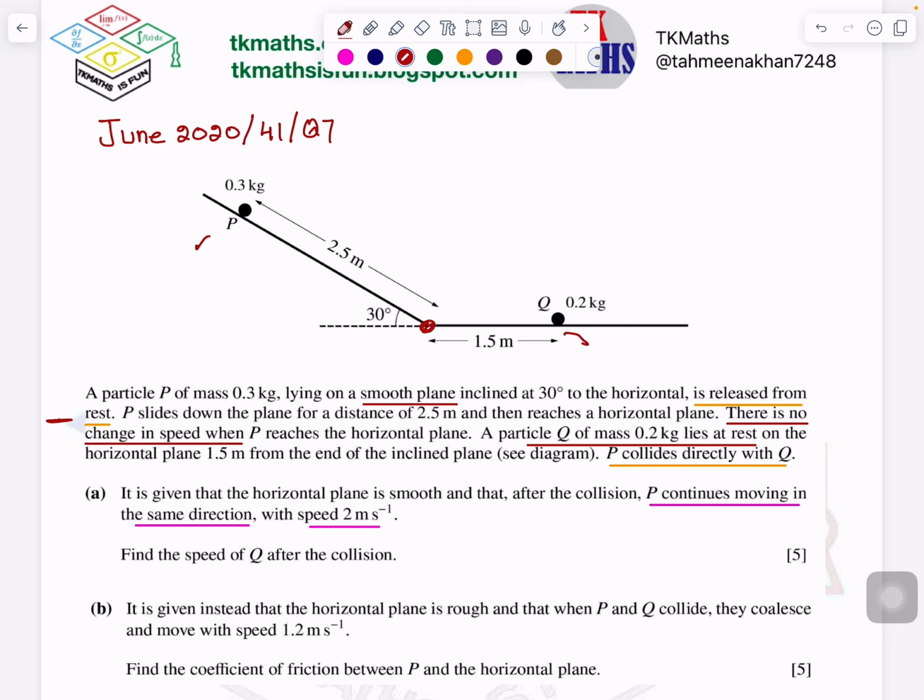Now there is particle Q which has mass 0.2 kg and it is at rest on the horizontal plane 1.5 meter. Now P is colliding directly with Q. So when this particle P will come here, then it will collide with this. Okay. And you have to find the speed of Q after the collision. So when this particle P will come and hit it, then at what speed Q will start moving. This is what you have to find out.